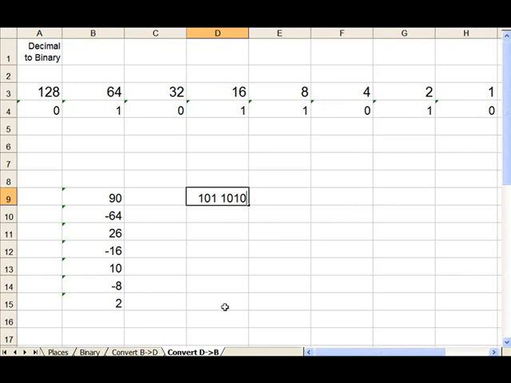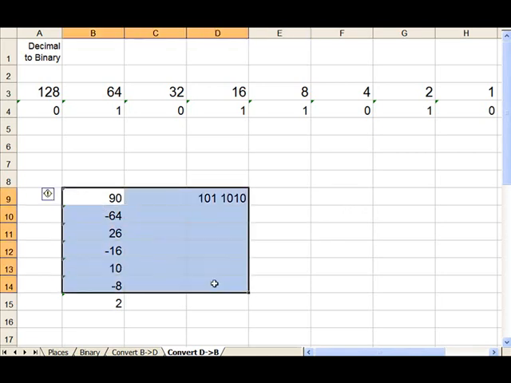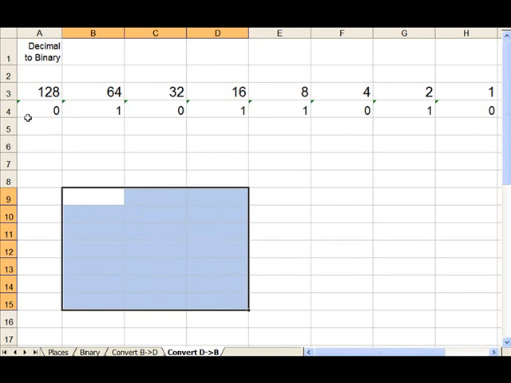Okay, so now what we see is we have the same result as we had the last time, luckily, going from binary to decimal and from decimal to binary. Let's do another example. I'll throw all of this away.